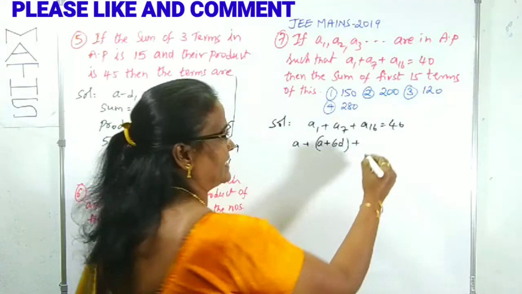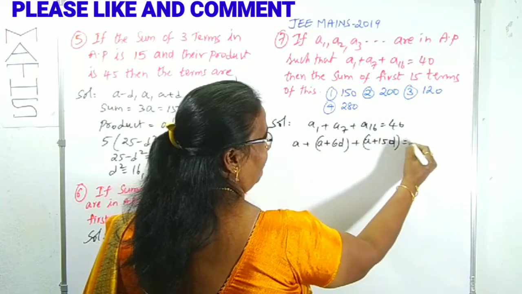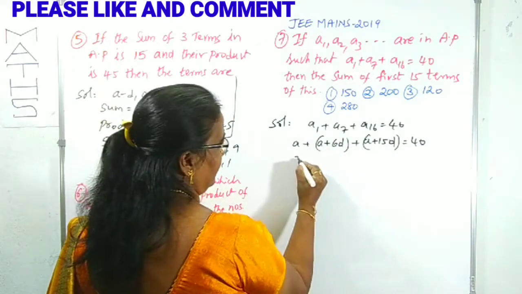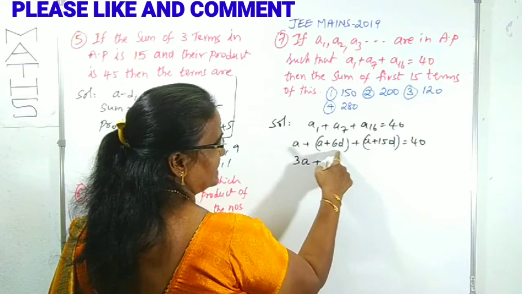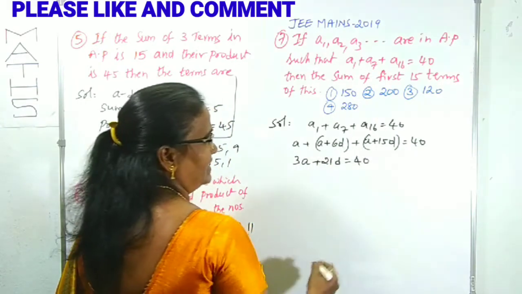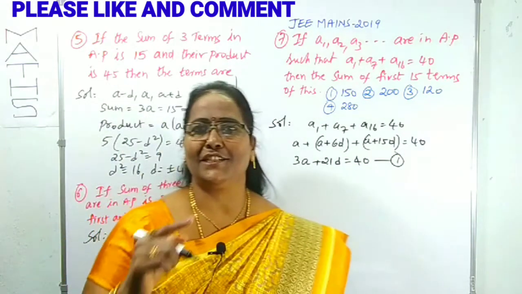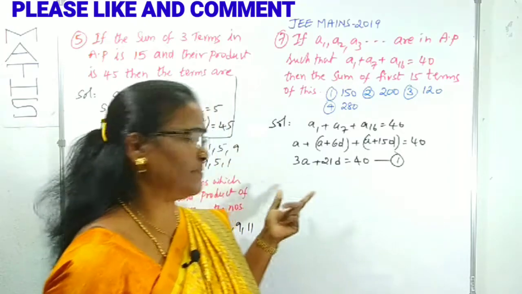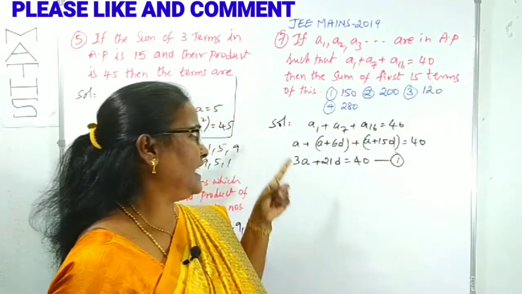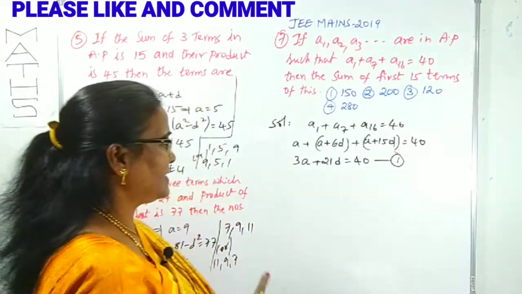A16, that is A plus 15D, is 40, given, right? We can add these: A plus A plus A, 3A plus 6D plus 15D, 21D is 40. Keep it as result one, keep it aside. Here we can use general terms because he has given A1, A7, A16, like that. A1 means first term, T1, T7, like that. Clear?